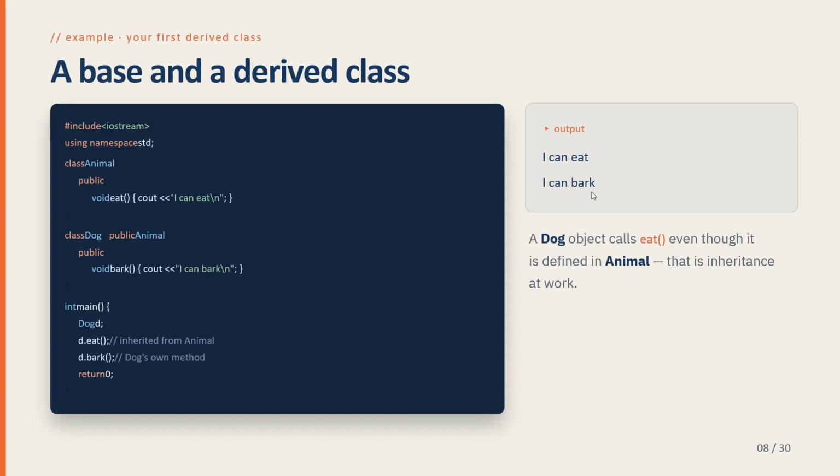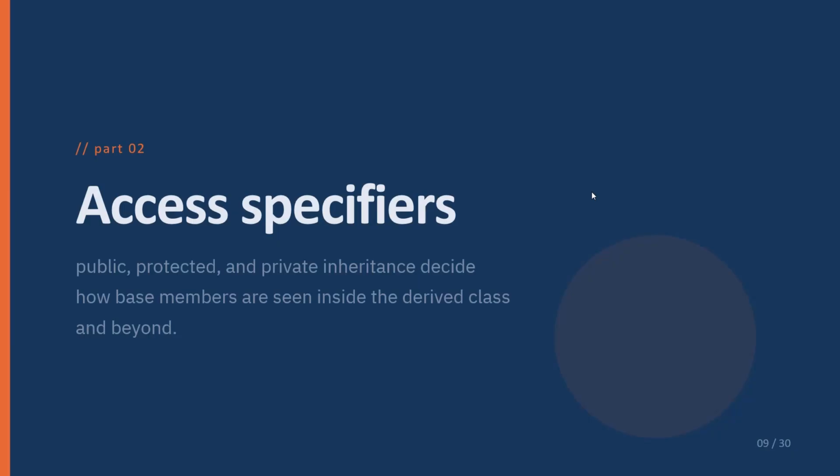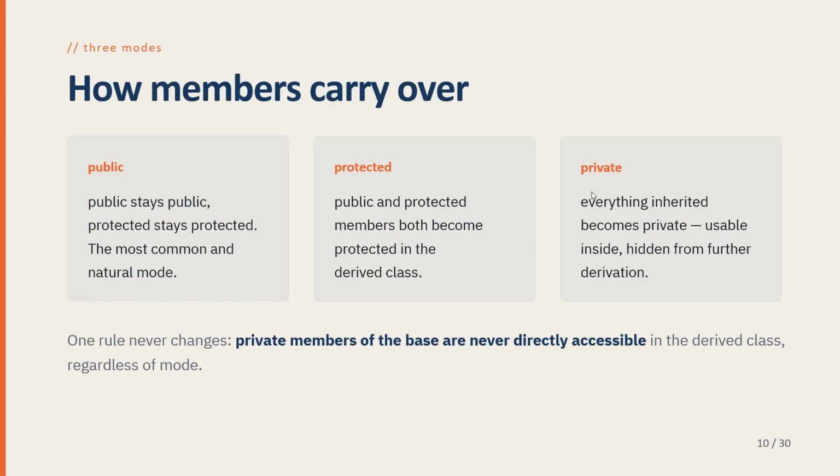So next come the access specifiers in inheritance. Now this is an important topic. C++ provides three inheritance modes: public, private, and protected. The inheritance mode determines how public and protected members of the base class are treated inside the derived class. One important rule to remember here is that private members of the base class cannot be directly accessed by the derived class regardless of the inheritance mode.